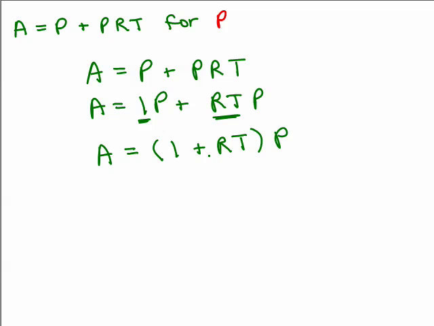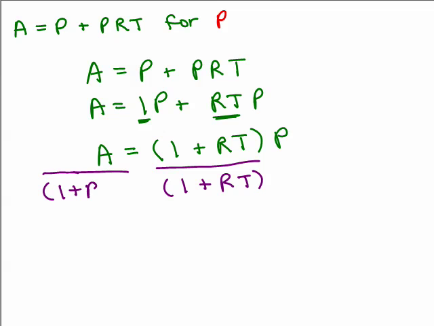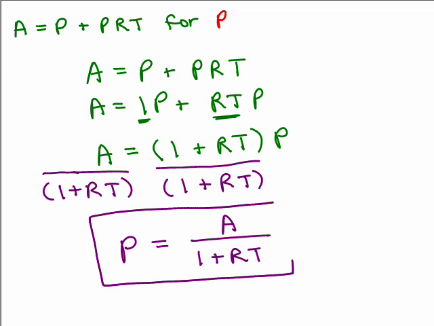Now, if the coefficient was 3, you divide by 3, but in this case, the coefficient is that big mess, 1 plus RT, so you would have to divide both sides by 1 plus RT. So P, if you solve for P, it'd be A over 1 plus RT. So that's a little bonus problem. It's difficult. If you could do that, then you've really got the idea.